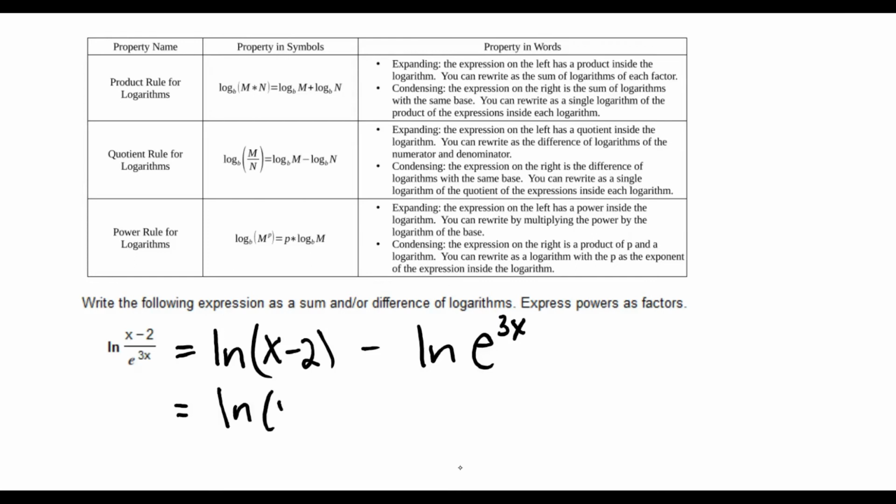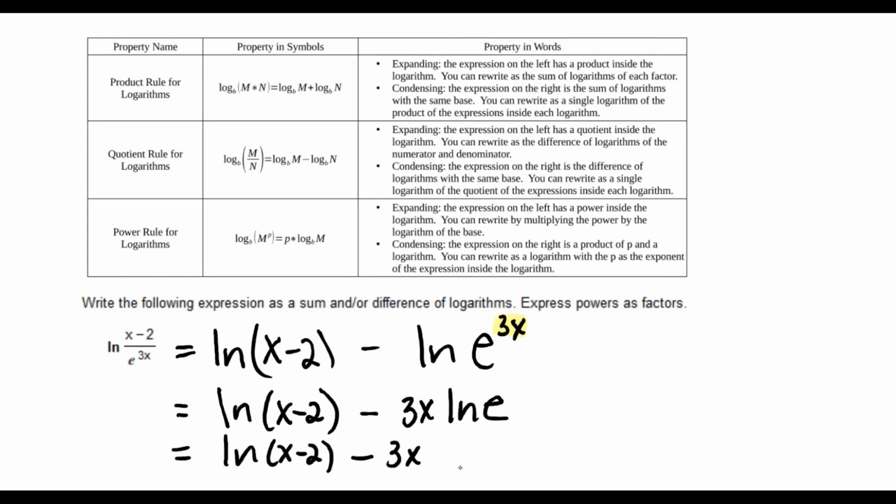It's as simple as we're going to get it, because it doesn't have a product, a quotient, or a power inside that logarithm. For natural log of e to the 3x, we have a power, so we can use the power rule, and we're going to take that exponent or power and multiply it by the log. And then the last thing that we're going to be able to do for this expression is to simplify natural log of e. Natural log of e is 1, and so our final answer will be natural log of (x minus 2) minus 3x.